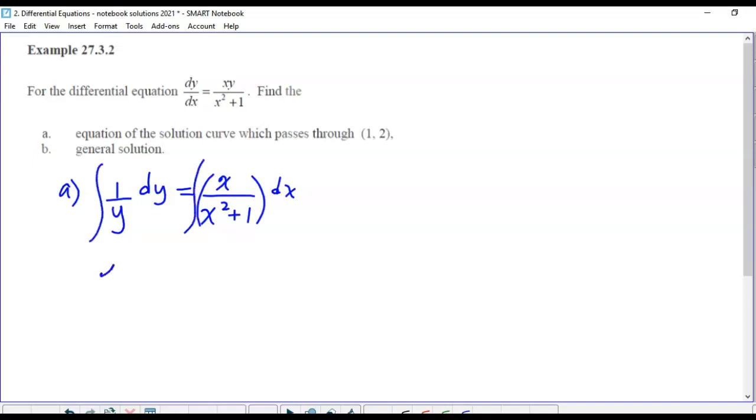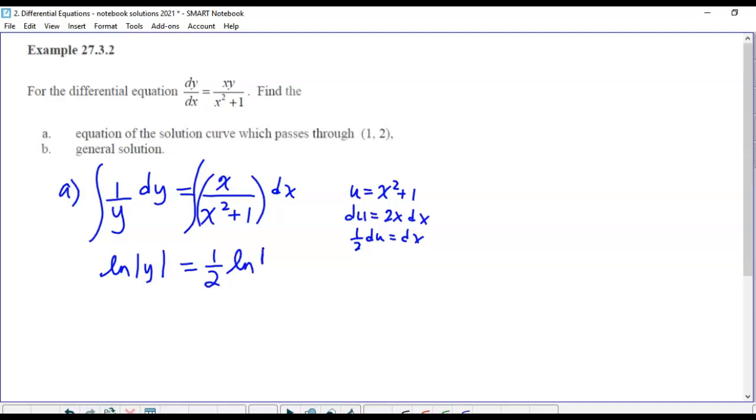Integrate both sides. So that's going to be ln of y equals, and then the right side, you don't need to show substitution, but if you want to, you can. That's going to be 2x dx. Okay, you can use that just to help you figure out. It's going to be 1/2 ln of u, which is x squared plus 1, plus c. Now, we don't need absolute value on the x squared plus 1 because it'll always be positive.